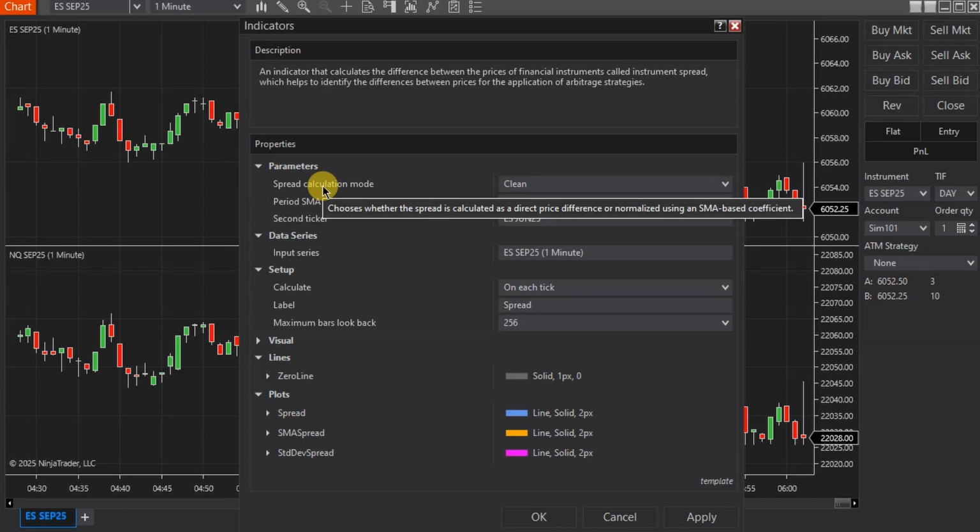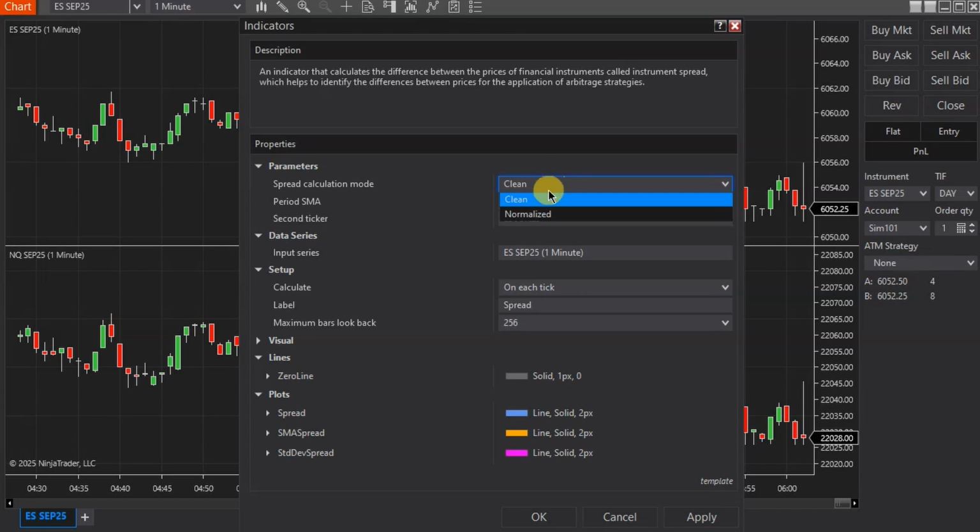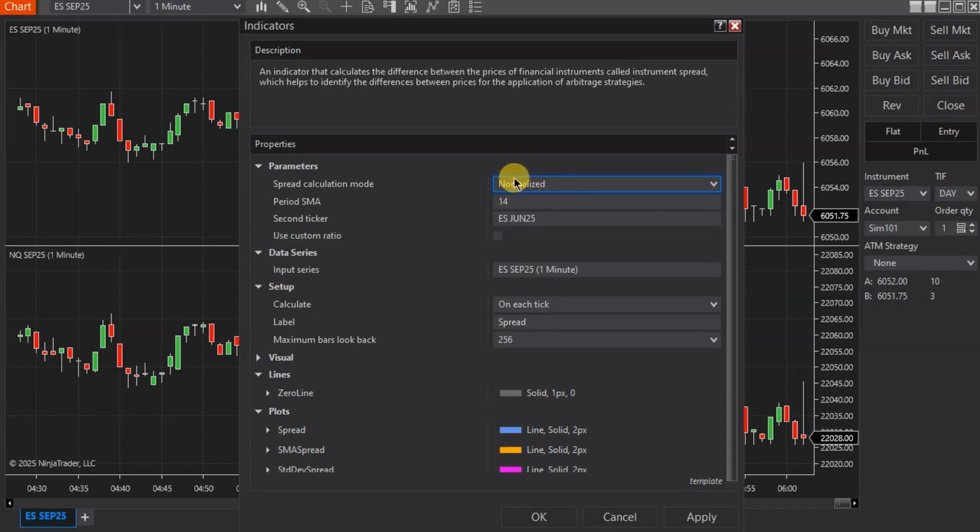Available parameters include spread calculation mode, clean or normalized. SMA period defines the smoothing length for the spread line. Second instrument, ticker symbol for comparison. Use custom ratio. Enable or disable. Custom ratio value. Enter manually if needed.